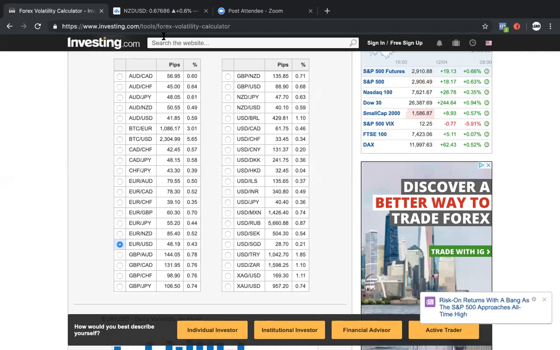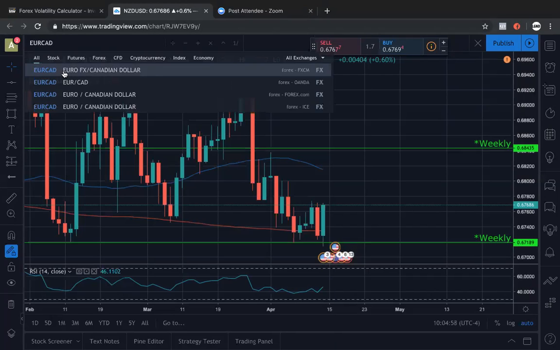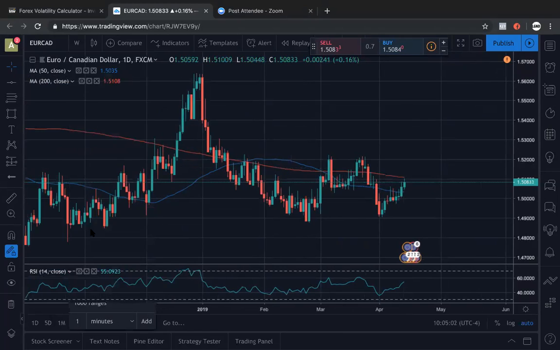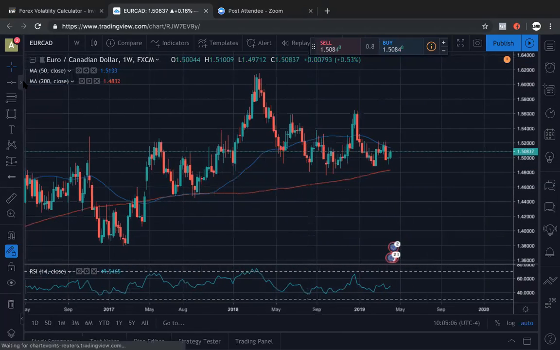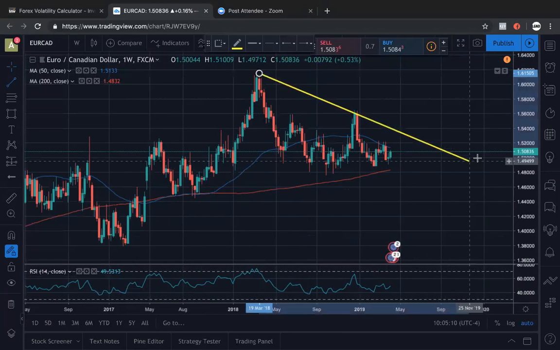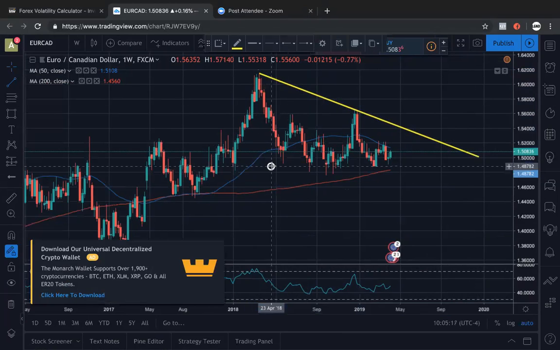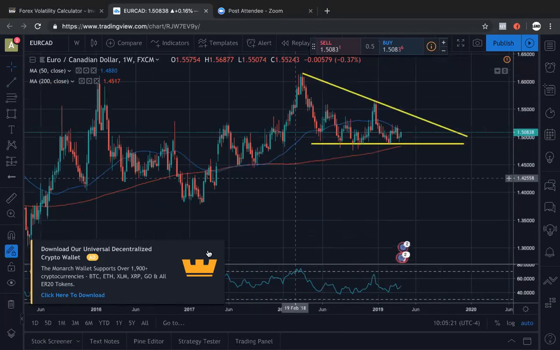Let's see, what is that? Euro CAD. You see where price is. You just look at it from a weekly, do your top-down analysis to the daily. As we can see, the first thing I see is a downtrend as well as a bottom. What does this let me know? We have a descending triangle taking place.